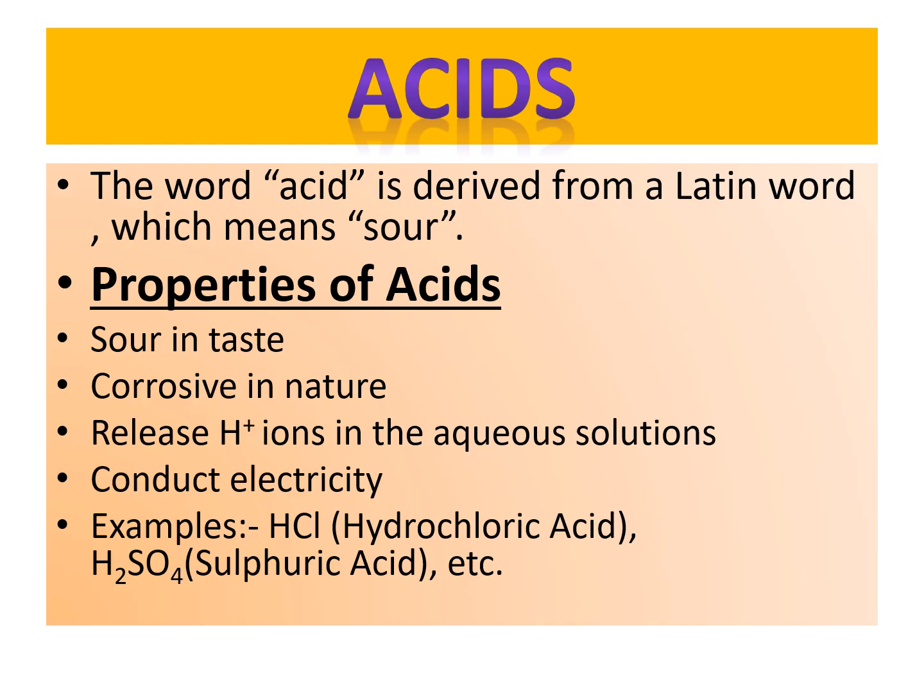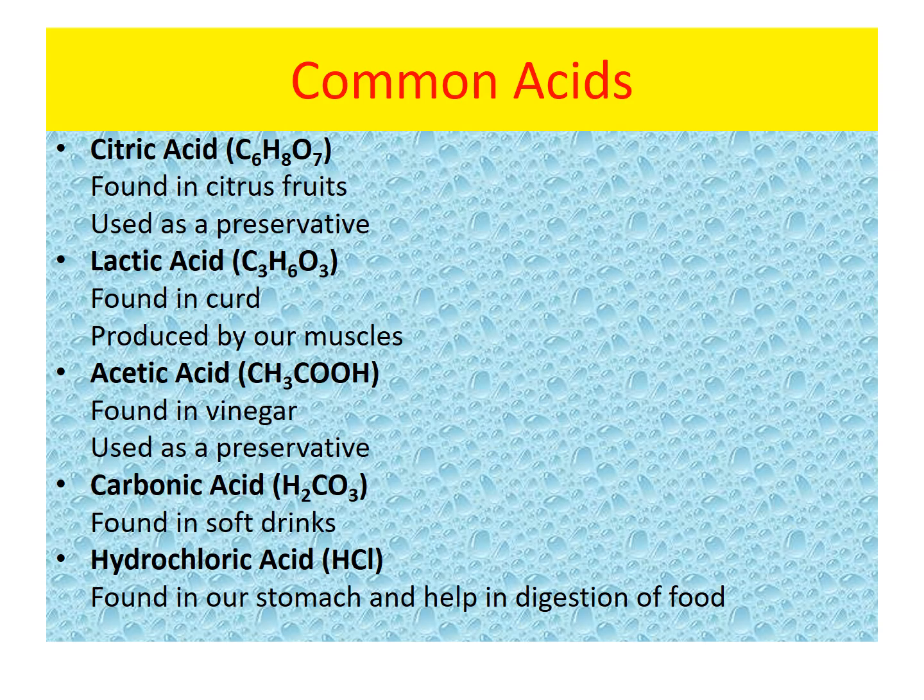In this slide you can see some very common examples of acids. First one given over here is citric acid. It is found in citrus fruits. Citrus fruits means lemon, orange, all these contain citric acid, and this citric acid is used as a preservative. Another one is lactic acid, which is found in curd, and it is also produced by our muscles.